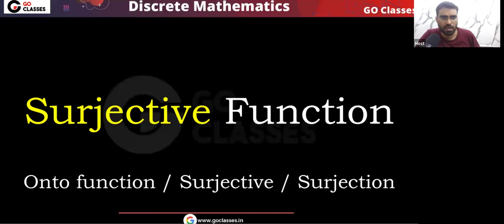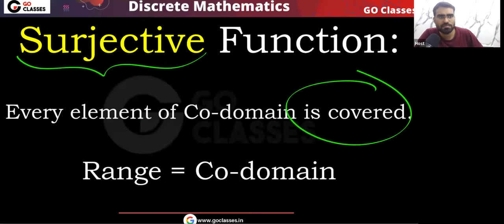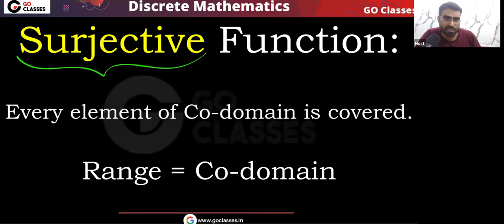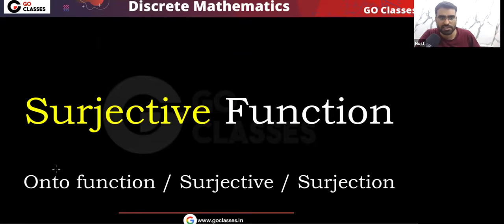Okay, let's move on. Now we will see the definition of surjective function. This is another special type of function. Another name for this function is onto, or you can call it surjection, or surjective. What does this say? This says that every element of the codomain must be covered. Very simple. This type of function, in which every element of the codomain is covered, will be a surjective function. So I can say range equals codomain. When range is equal to codomain, this type of function will be called an onto function, or a surjective function. These are different names for the same function.